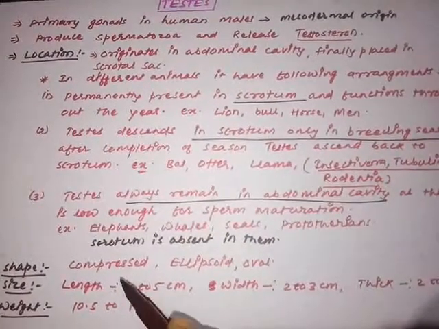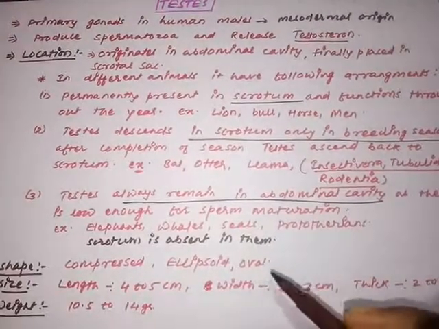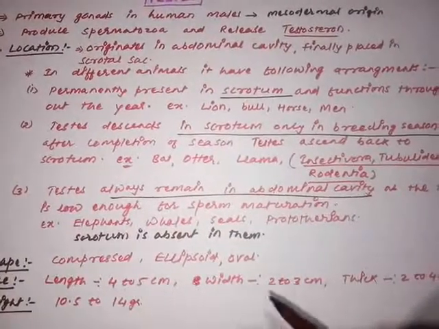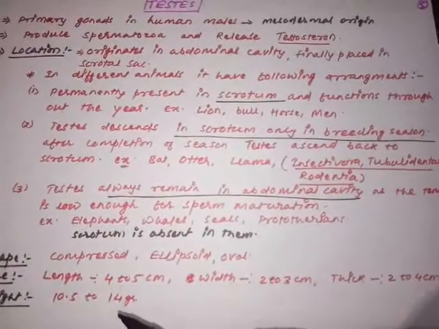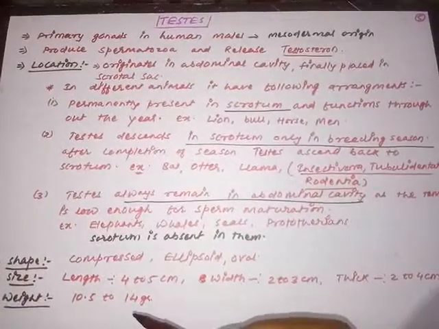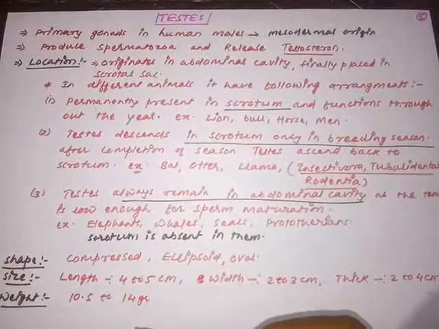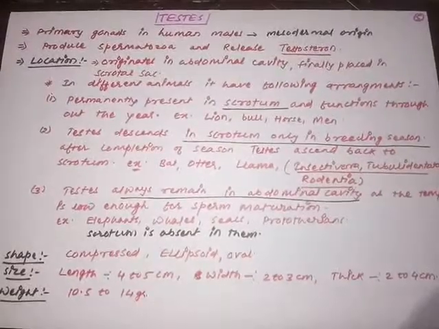So once again in the morphology, compressed structure है, ellipsoid है and oval in the shape is there. Size, length 4 to 5 centimeter, width 2 to 3 centimeter and thickness is around 2 to 4 centimeter and the weight is 10.5 to 14 gram. So is it clear about the morphology? Now we are moving on to the structure of the testis, internal structure of the testis.